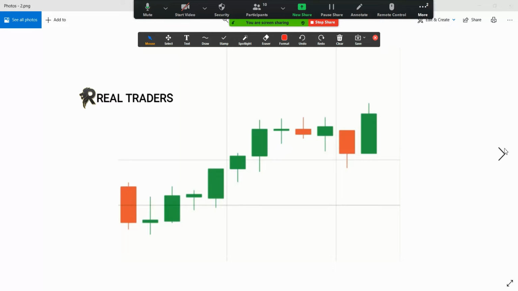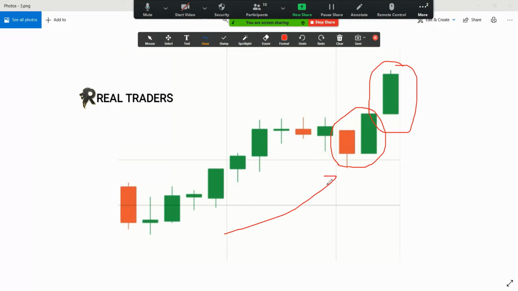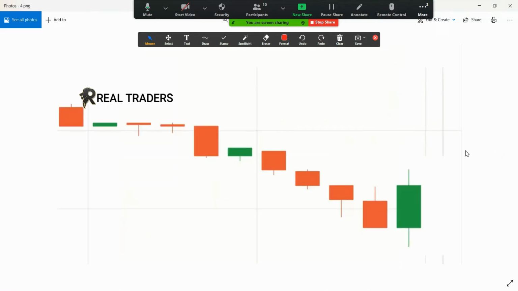Let me show you the next picture. You can see strong buyers enter. Why? Because they engulf the sellers. In the uptrend we saw this strong candle. Let me show you the next picture.